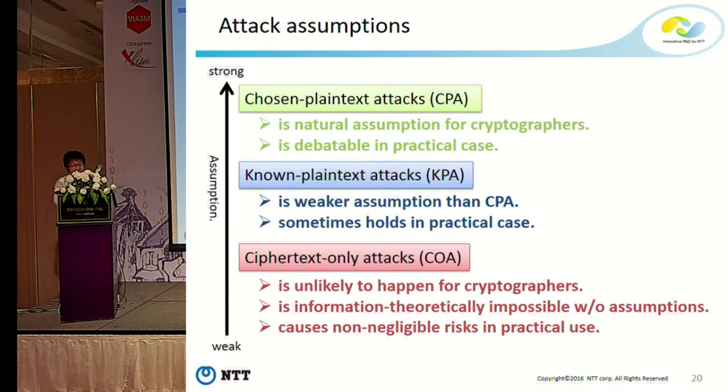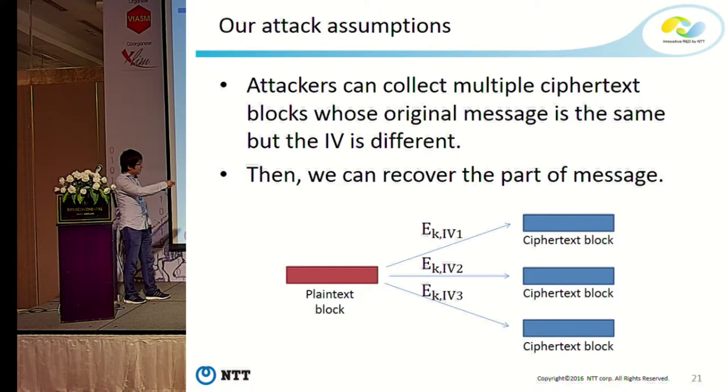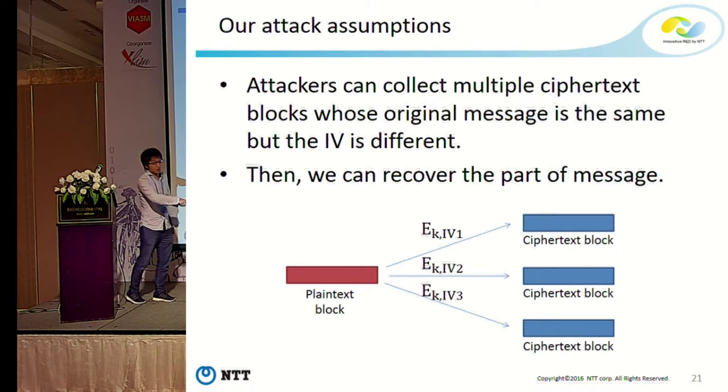Clearly, ciphertext-only attack is the weakest assumption. But it is unlikely to happen for cryptographers because it is information-theoretically impossible without assumptions. But if possible, it causes non-negligible risks in practical cases. So this is our attack assumption: the attacker can collect multiple ciphertext blocks whose original message is the same, but the IV is different. So now we have one plaintext block, and this plaintext block is encrypted using different IVs, and we can collect these ciphertext blocks. In this case, we can recover the plaintext block from only the ciphertext blocks.